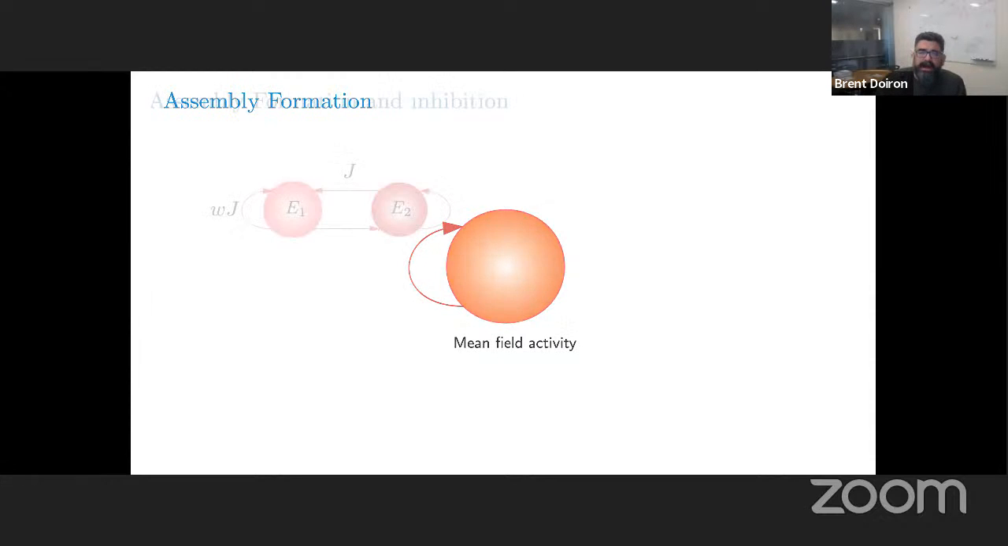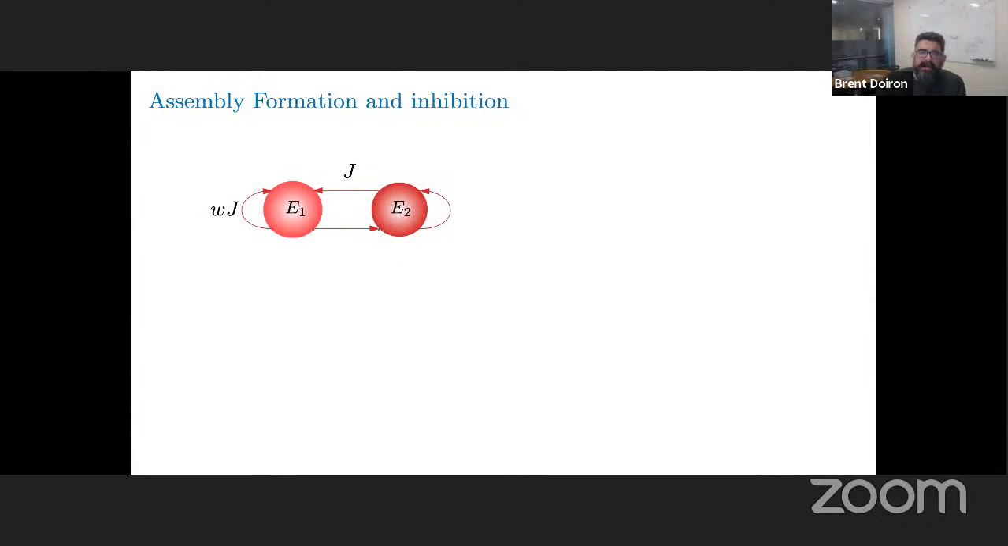And I want to think about a pair of excitatory groups, and I want to build in an assembly. What an assembly for me will be is a scenario where the synaptic scaling weight W here is going to be greater than 1. If W is greater than 1, you're going to have stronger within-assembly connection than between-assembly connection here.